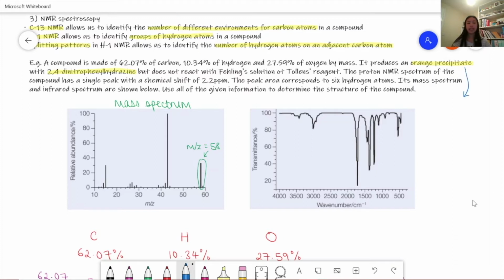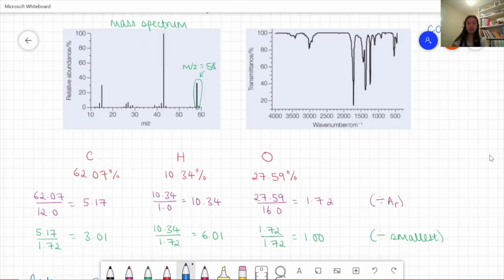So we could just annotate this question. So we have a carbonyl here. And then the next bit says that it does not react with Tollens' reagent or Fehling's solution. And so we can write this down.